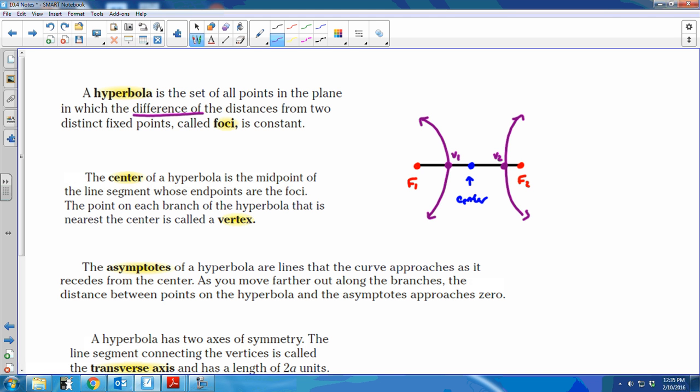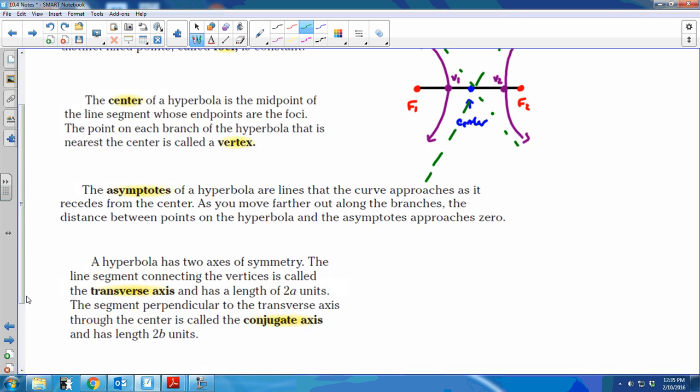There are two asymptotes for our hyperbola. We talked about asymptotes earlier this year. Those are imaginary lines. They kind of give you boundaries. So we have two imaginary lines that go through the center that give you boundaries for the hyperbola. So the hyperbola will get closer and closer to those lines but never cross them.